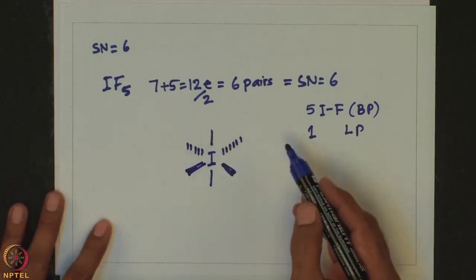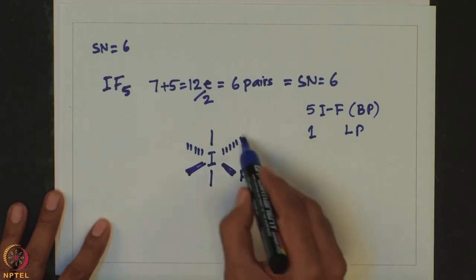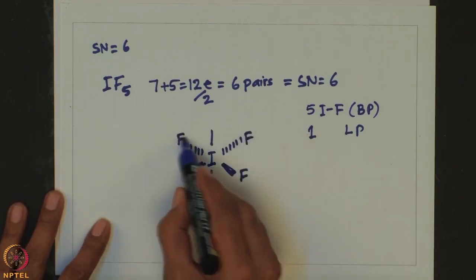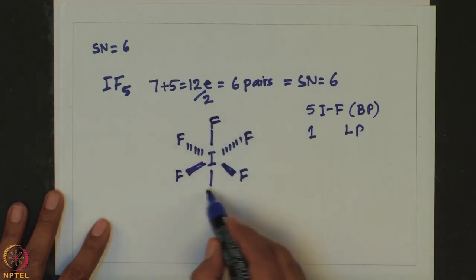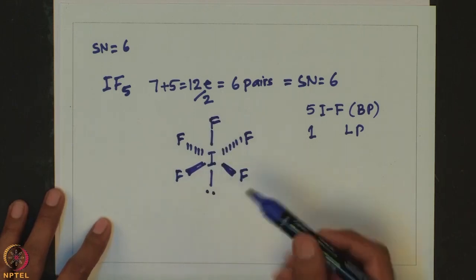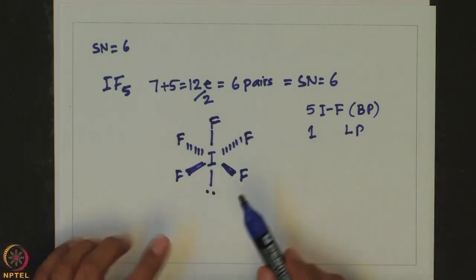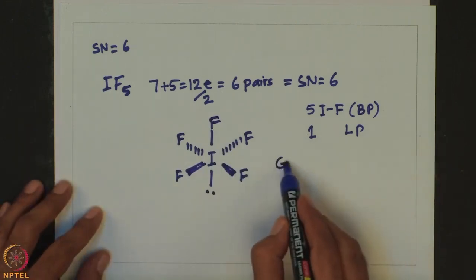So first let's make 5 I-F bonds, one here, one here, one here, one here, one here. Now the lone pair will come and sit here in one of the axial positions. Now if you just look into it, the geometry is octahedral.